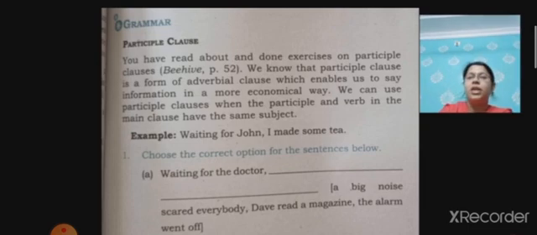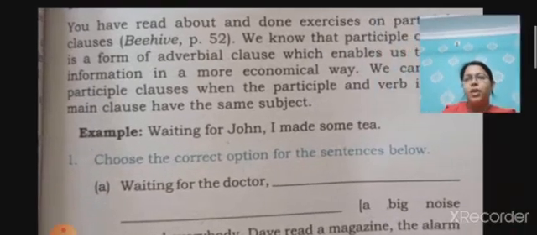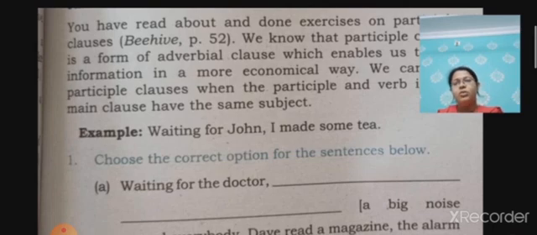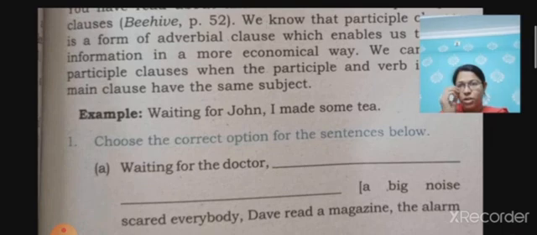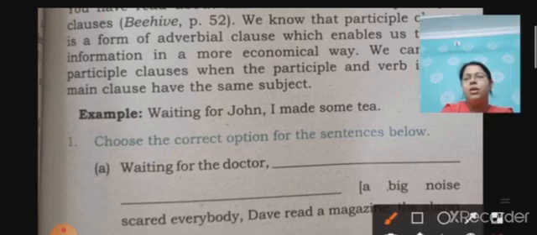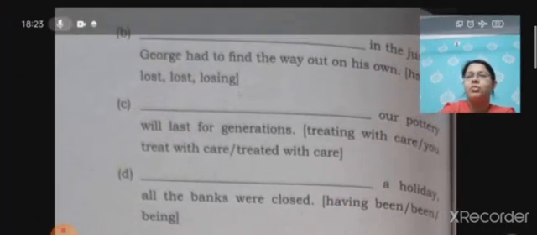The first one is already done. Waiting for John, I made some tea. Okay. Now you need to choose the correct option for all the sentences below. Waiting for the doctor, dash, a big noise scared everybody. The way read a magazine, ki the alarm went off. Waiting for the doctor, the way read a magazine. Okay, that is the right answer. Let's see the second one over here.